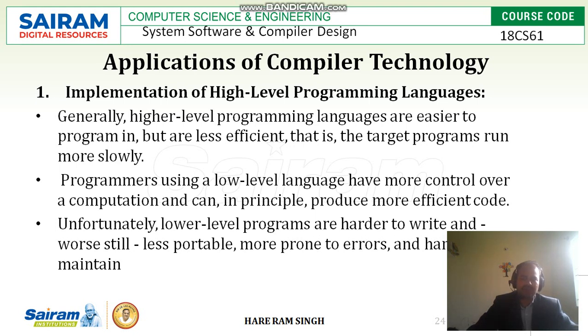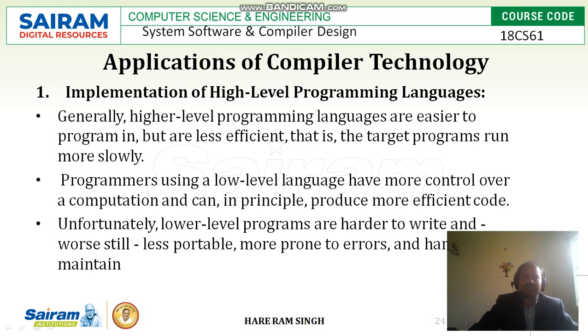As of now, we know that the compiler is used to convert the high-level language into the assembly language. The programmer will write the program in a high-level language like C, C++, Java. Then the corresponding compiler will convert it into the corresponding assembly language. This is one application. But apart from this, there are other applications which we are going to study in this lecture video. The first application is implementation of high-level programming languages.